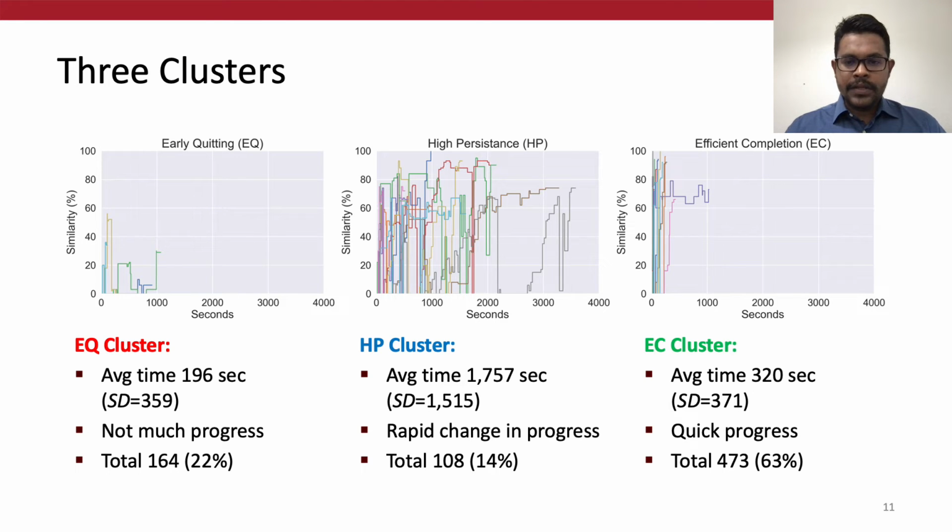Here are 10 randomly sampled examples from each of the clusters. As we can see, progression trajectories in the early quitting cluster did not spend much time, nor did they make significant progress towards the solution. Progression trajectories in the high persistence, or HP, cluster are very persistent, spending significantly more time in each of the programming activities while rapidly changing the similarity.